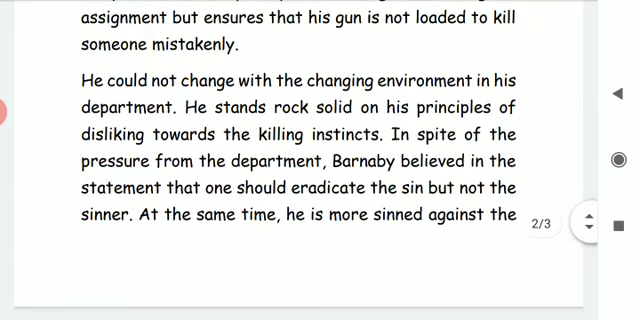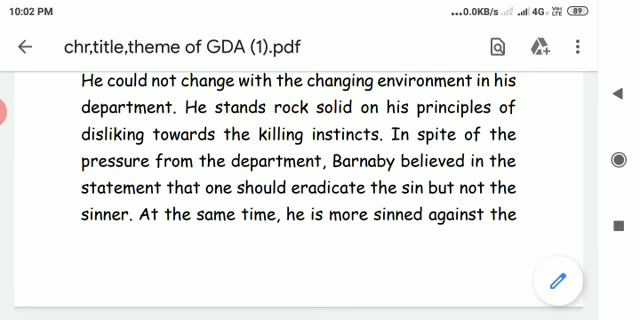Now see other things. He could not change with the changing environment in his department. He remains stagnant, doesn't change because the environment changes. He stands rock solid on his principles of disliking killing instincts. Because he's a sociable person, he's an amiable character in the story. That is why he dislikes killing instincts. In spite of the pressure from the department, Barnby believed in the statement that one should eradicate the sin, but not the sinner.